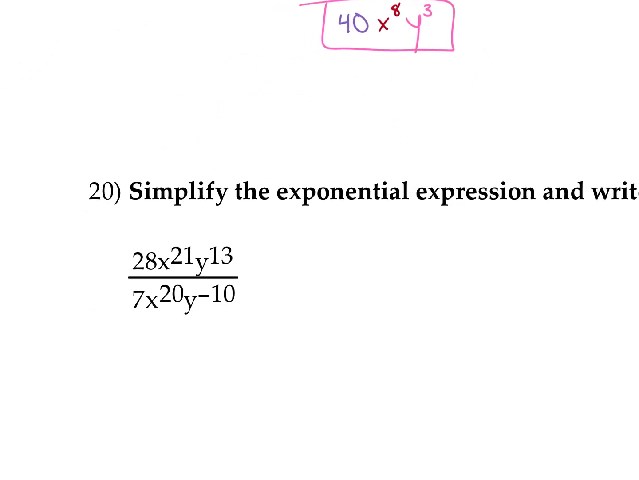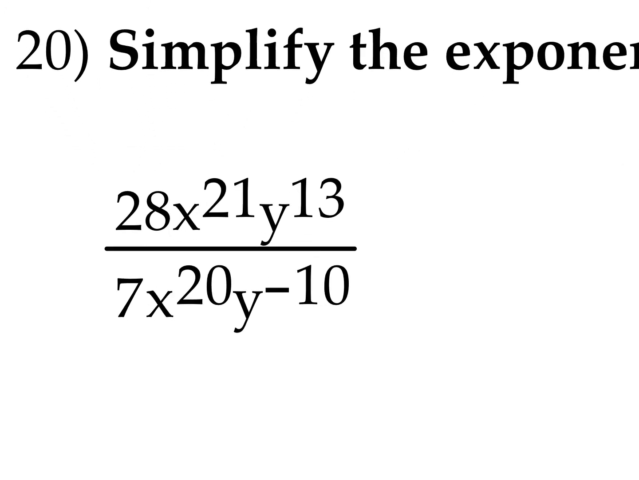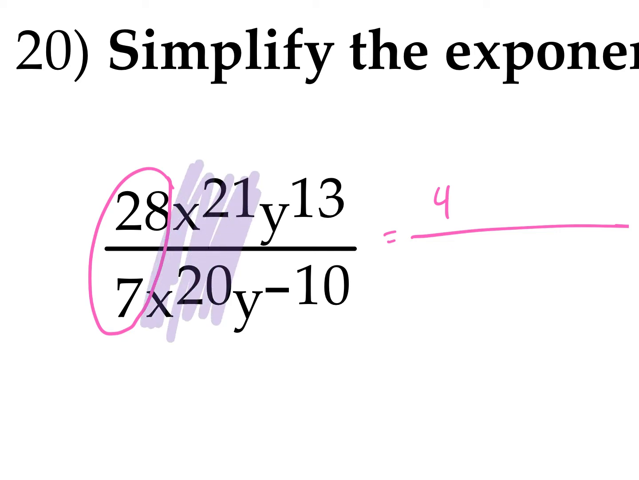All right, 20. What should I do first to simplify? What's 28 divided by 7? 4. Next, let's look at the x's. How would I simplify the x's? Subtract. So 21 minus 20 would be what? 1. Do I have to write the 1 there? Nope. So it's just x.